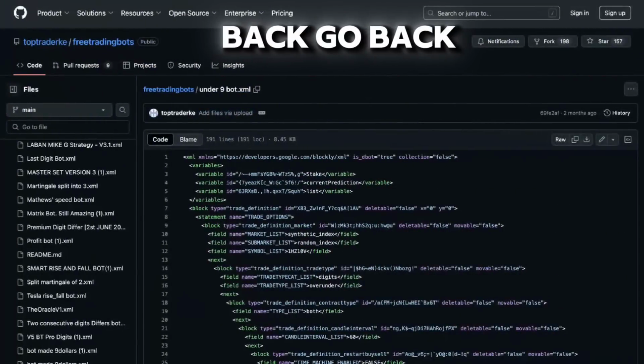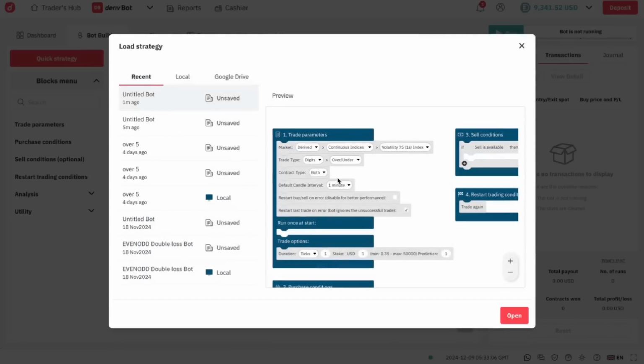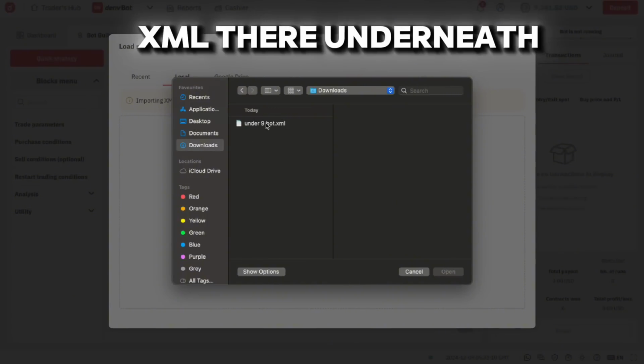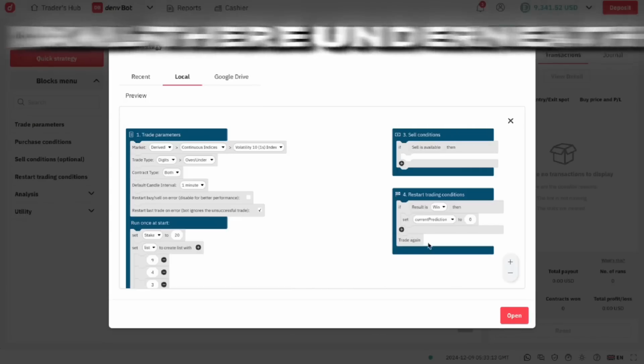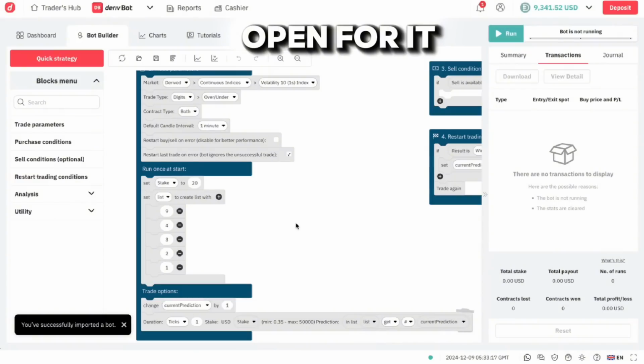Let me go back. Go back to bot builder. Just click import here. Go to local. Just select the XML there under 9. So here is just a preview, and then you have to click open for it to open.